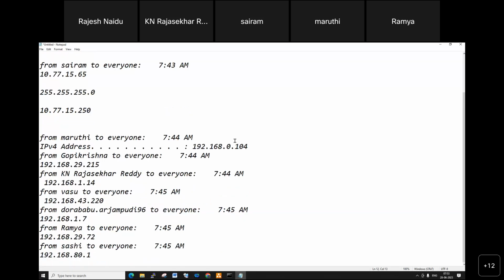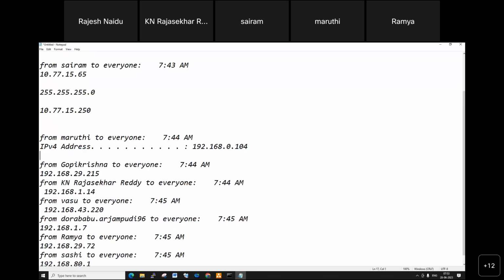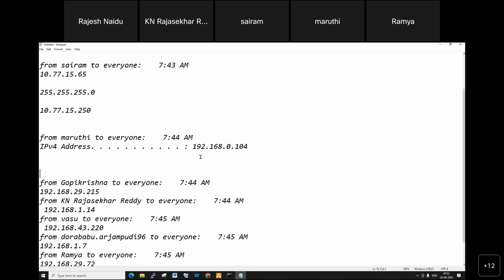And Maruti, are you in home or office? Home. So whenever I see this IP address, I think, did anybody change this IP address? Okay, I think you are in home. And Gopi Krishna, you're also home, I think. And Rajashekar, you are also from home. Yes. Okay, fine. So based on the IP address, we can understand.